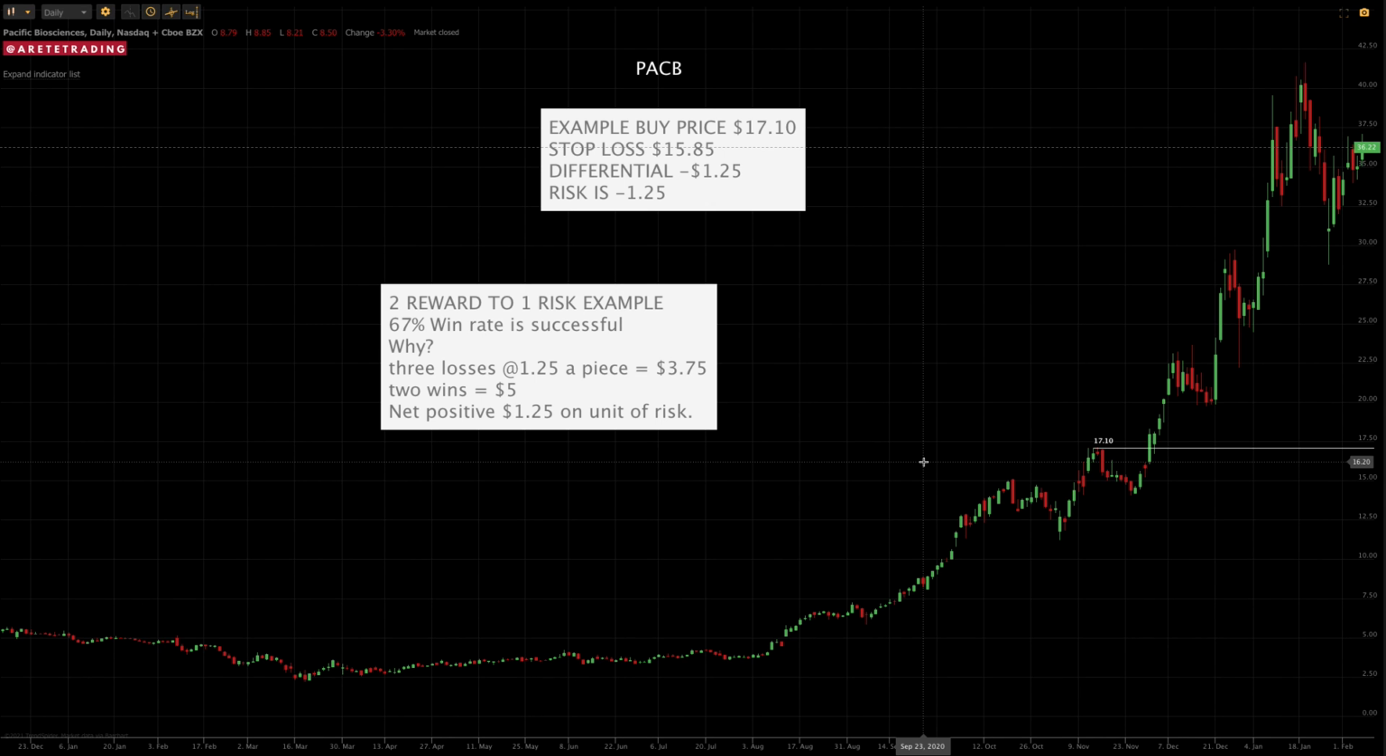So by just looking at this, it should give you a general understanding of where you need to be and why it's important for you to understand where your stop losses are and what your reward needs to be in order to be a profitable trader.